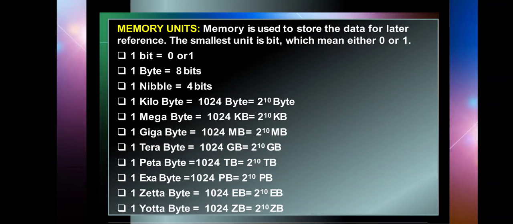Now these are the various memory units: 1 bit equals 0 or 1, 1 byte equals 8 bits, 1 nibble is equal to 4 bits, 1 kilobyte equals 1024 bytes, 1 megabyte equals 1024 kilobytes. So they are all multiples of 1024. 1 yottabyte is equal to 1024 zettabytes. Basically, practically we are now using the terabyte as a storage, as a memory unit.